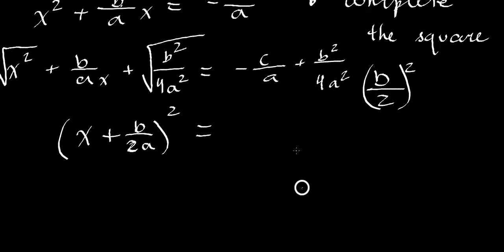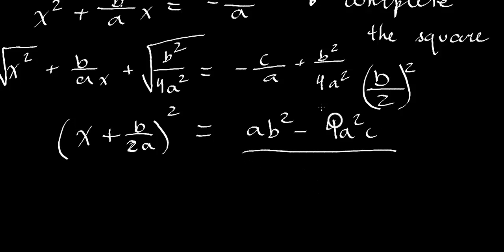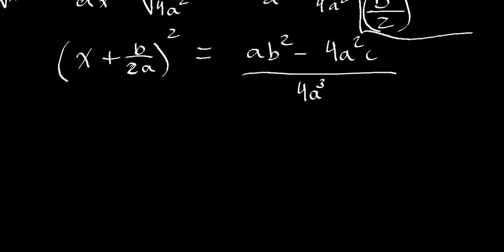Okay? And let me just simplify this, use my basic fraction skills to put this under one denominator. And if I do that, I'll get ab squared minus 4a squared c, right? Divided by 4a cubed. Okay? So we are left with this.